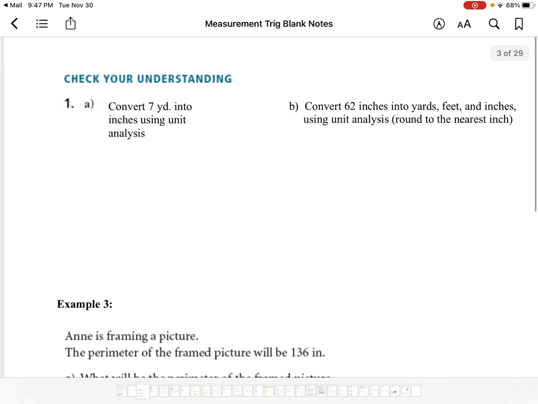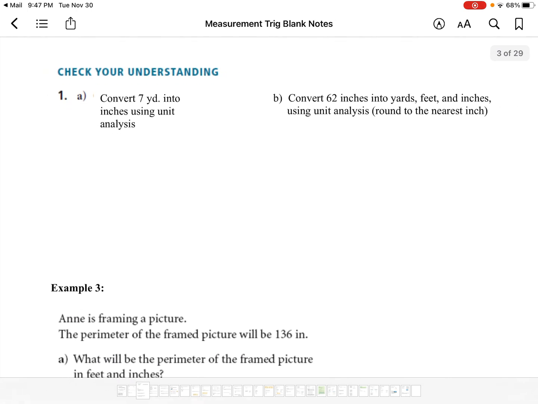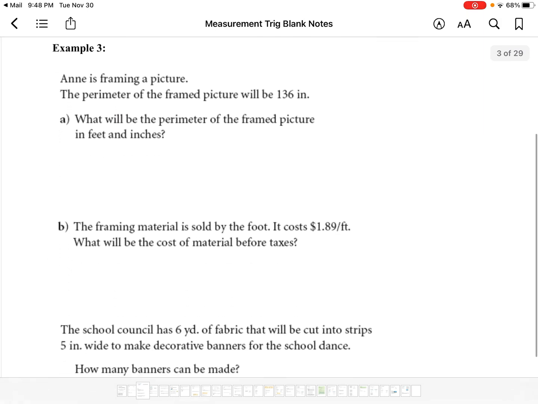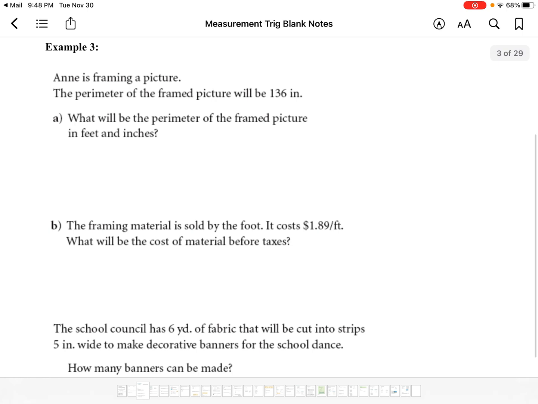So here's another question. Oh, never mind. This one is one for you guys to do yourself. So I want you guys to try this. The first one's about converting yards into inches using unit analysis. And then the second one is converting inches into yards, feet, and inches, just like that last example that we just did.